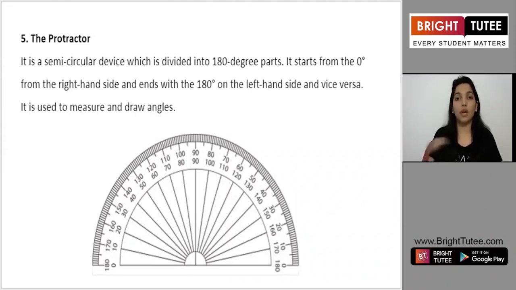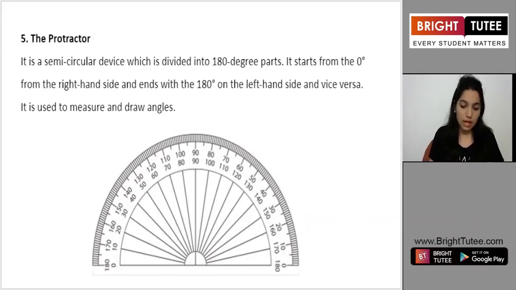Either you read it from right to left or left to right, both ways you will see that it starts from 0 and it has got 180 parts, each part representing 1 degree. It starts from 0 degrees on the right hand side and ends with 180 on the left hand side, and vice versa. It is used to measure and draw angles. This is the most important use of the protractor, that we use it to draw angles.